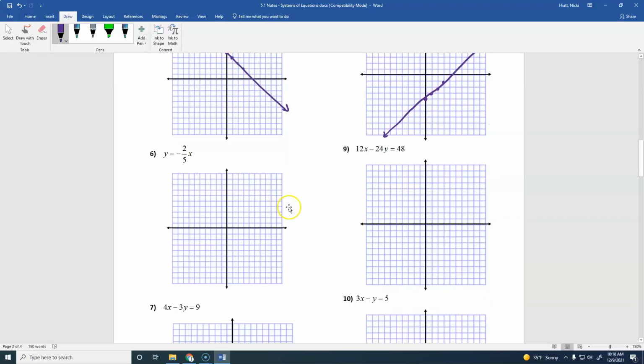For 6, that has a y-intercept at 0 since it doesn't have a y-intercept listed there. You can put a plus 0. And negative 2 over 5. That's 4.